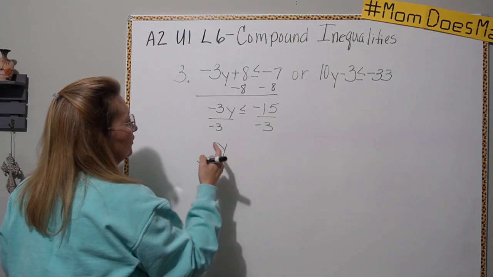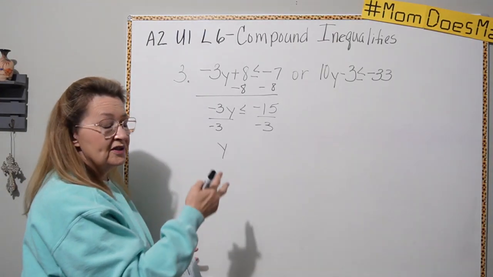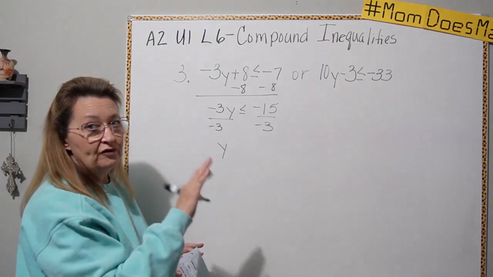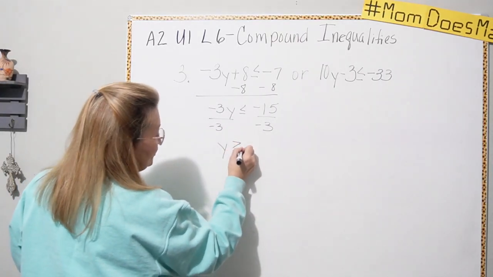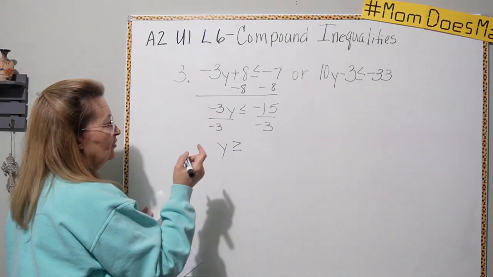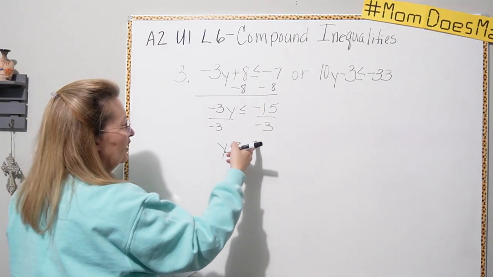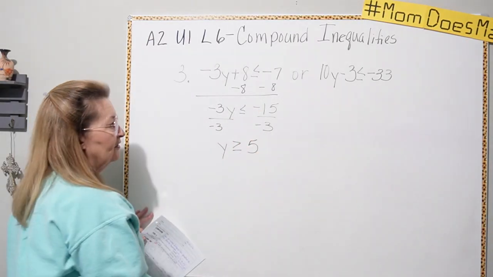Now what do you do on an inequality when you divide both sides by a negative number? You have to flip that sign. So instead of less than or equal to, it's going to change to greater than or equal to. -15 divided by -3 is +5.